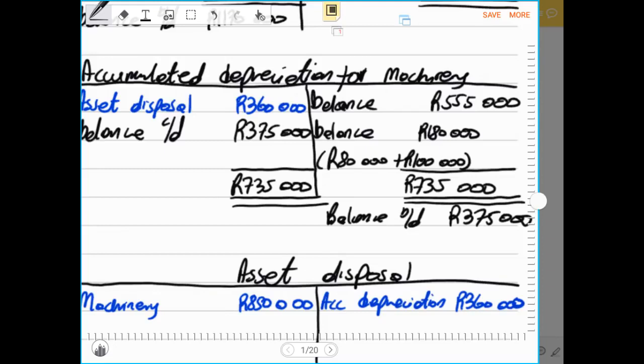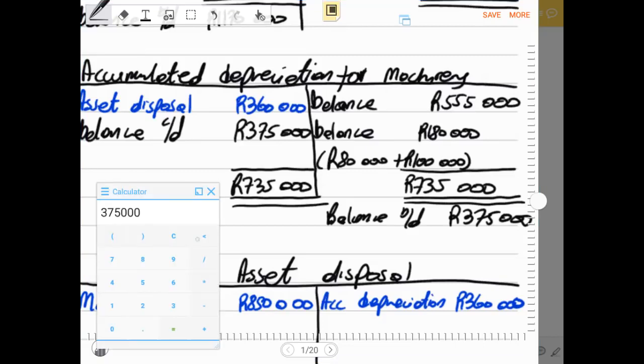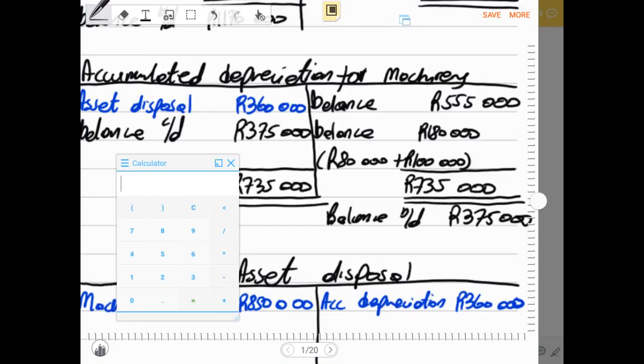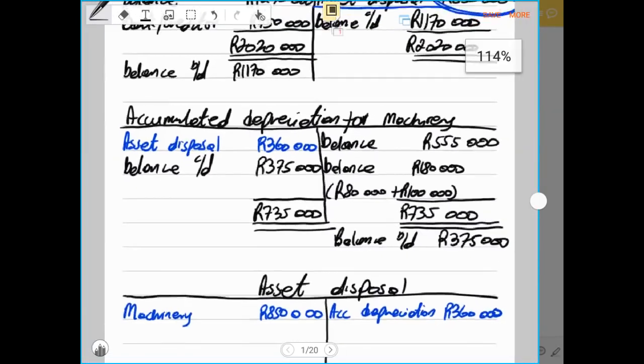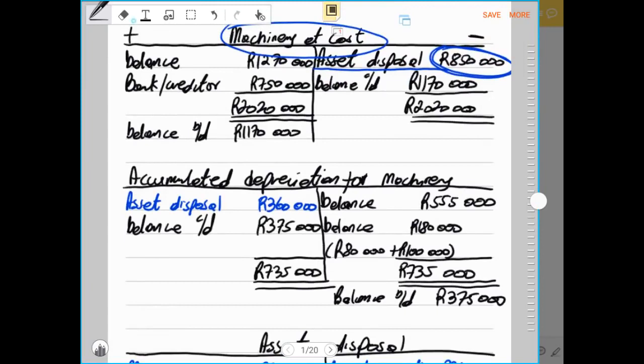So now we have covered all that needs to be covered so far with these ledger accounts, just to confirm the calculation. 555,000 plus 180,000. That is 735,000 minus 360,000 is 375,000 rands.